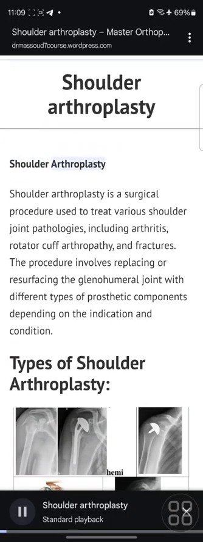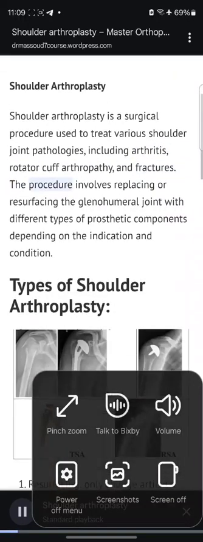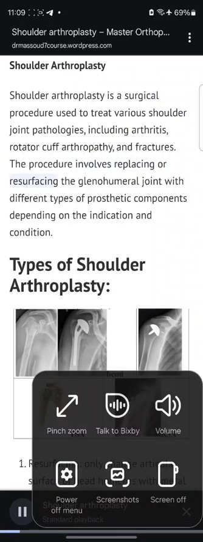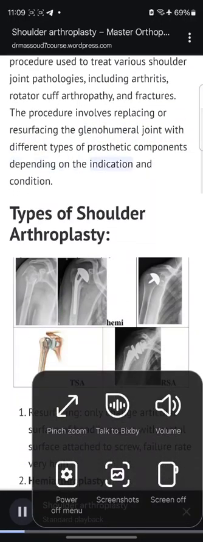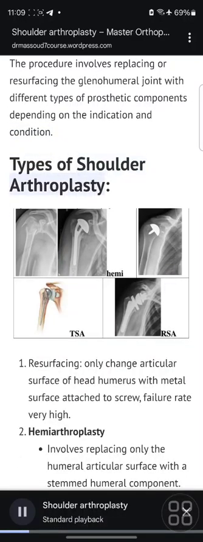Shoulder arthroplasty. Shoulder arthroplasty is a surgical procedure used to treat various shoulder joint pathologies, including arthritis, rotator cuff arthropathy, and fractures. The procedure involves replacing or resurfacing the glenohumeral joint with different types of prosthetic components depending on the indication and condition. Types of shoulder arthroplasty.